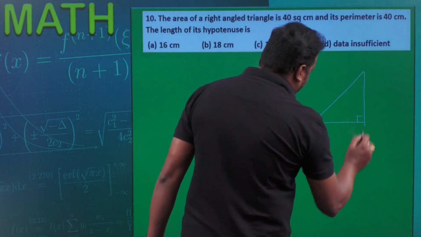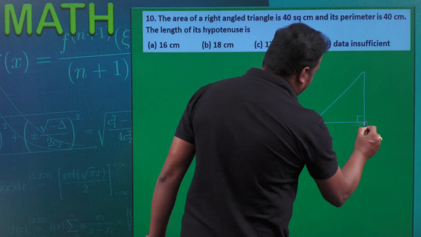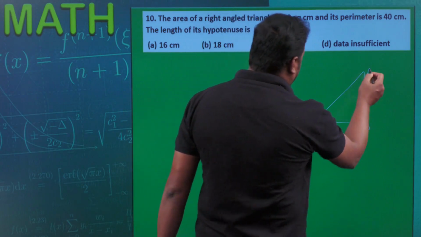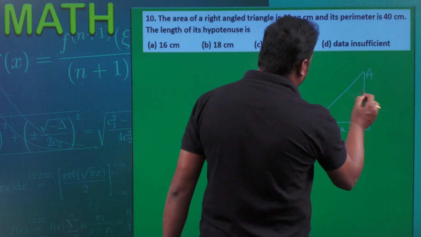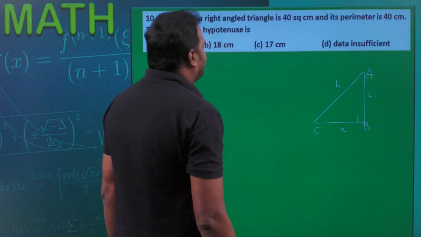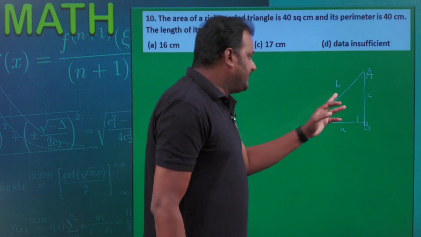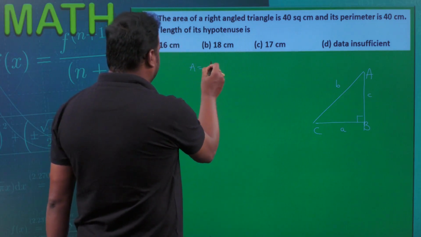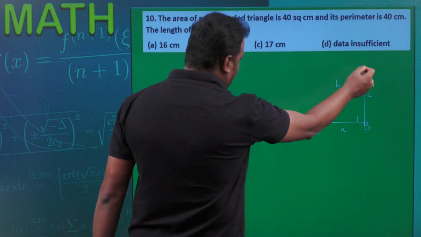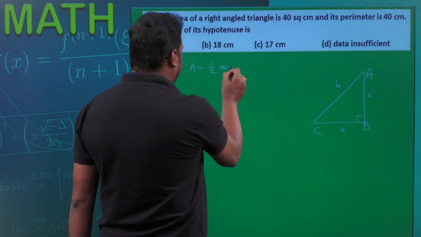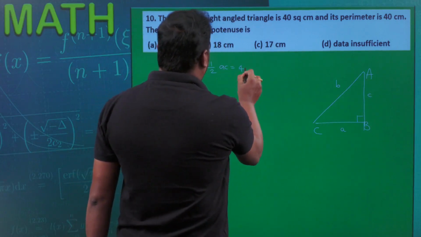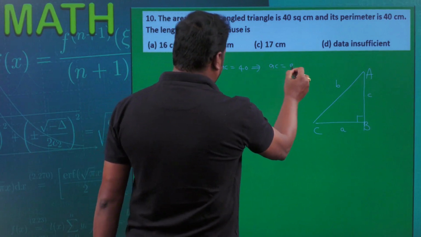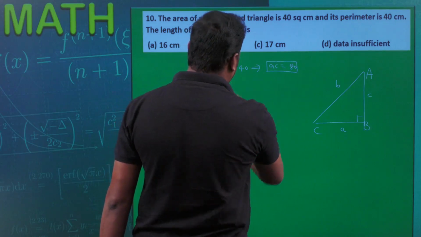This is one right angle triangle at, for example, B, and this is A and this is C. Let us suppose the sides are small a, small c, small b. Area of a right angle triangle is nothing but half into base into corresponding altitude. That is, area is equal to half into the product of the perpendicular sides AC, which is given as 40 square centimeters. Then we can say that AC is equal to how much? 2 40s are 80. This is one information.